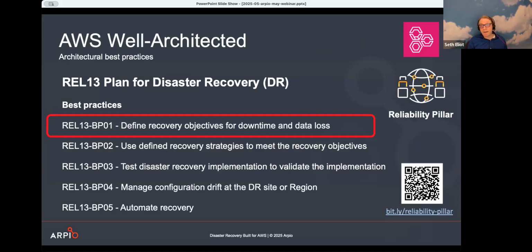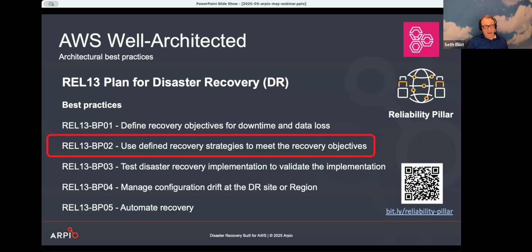So AWS Well-Architected is divided into pillars. There are 6 pillars, one of which is the reliability pillar. I used to lead that pillar. I was the global lead for reliability. And in there is a bunch of best practices. And here are the best practices, not all of them, but a list of the primary best practices about disaster recovery. And you can see I've circled one of them. BP01 is define recovery objectives for downtime and data loss. Well, I've already covered that. That's RPO and RTO. You need to define your RPO and your RTO for every workload.